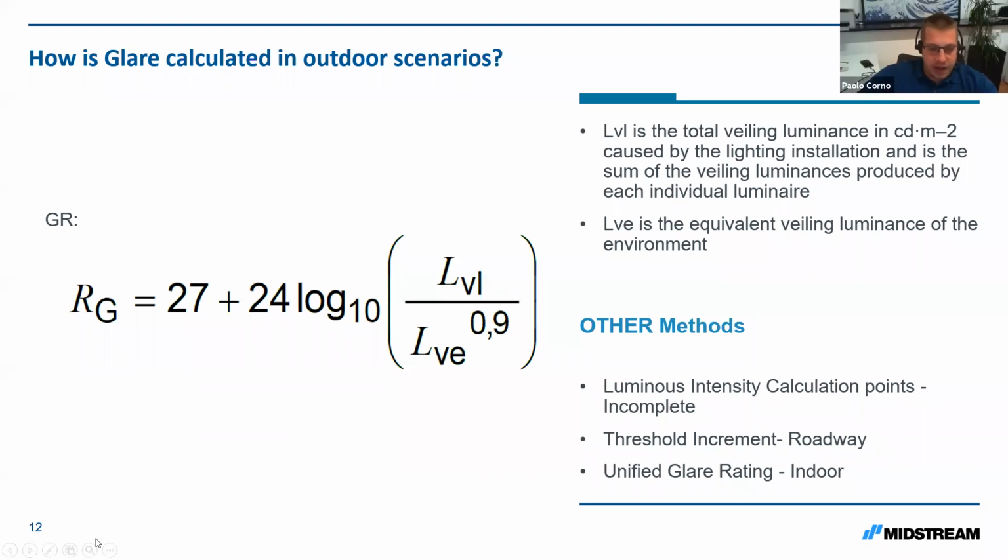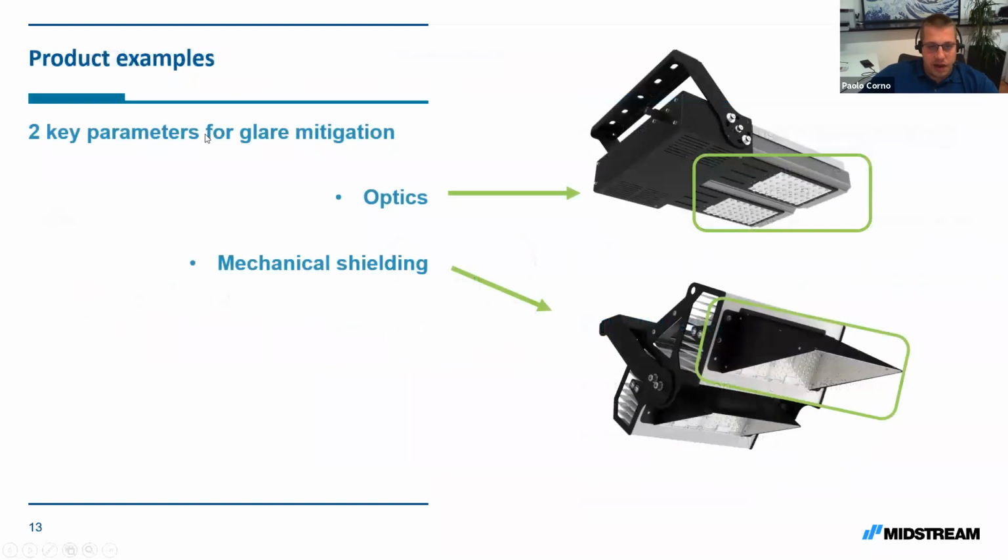All right. Actually, I just saw another one coming in. Does the color temperature of the lamp source have any effect on glare? No, it does not. That is something subjective, but in terms of numbers, it will not affect it.